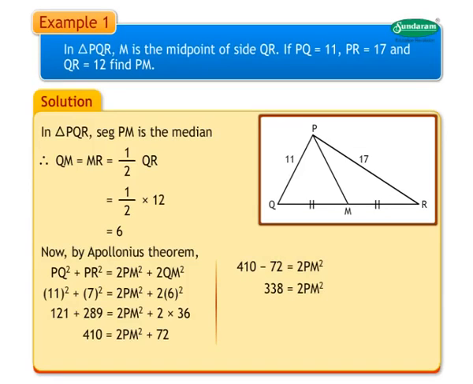338 is equal to 2PM square. 169 is equal to PM square. Therefore, PM is equal to root of 169 is equal to 13. Therefore, PM is equal to 13.